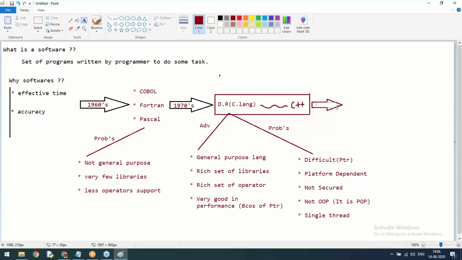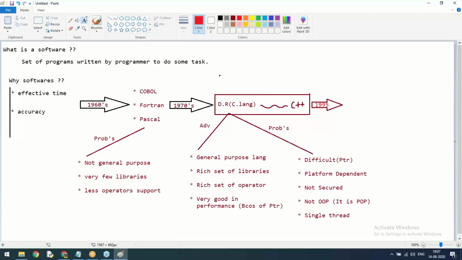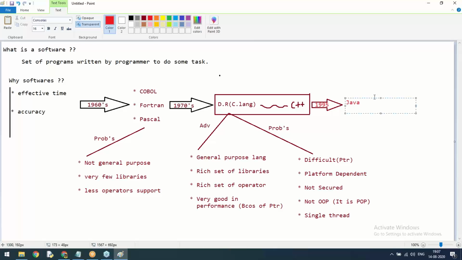In 1995, let me write here. In 1995, a new programming language was introduced. That programming language we are studying, that is called Java. What is the new programming language introduced in 1995, sir? Java. So who introduced this? This was introduced by James Gosling. He is the person who introduced the Java language in the year 1995.